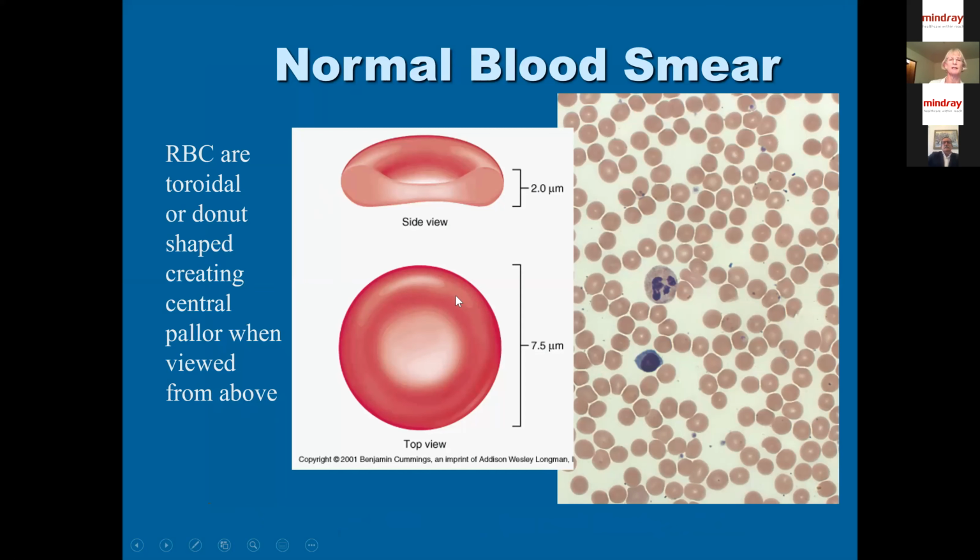It's a biconcave disc, so it's sort of donut or toroid shaped, and that results in this appearance on a bright Giemsa stain smear, where you can see the central pallor and the sort of donut appearance. And if that shape becomes abnormal, either ovalocytes or spherocytes, then that can cause problems with getting through that splenic sort of filtering mechanism.